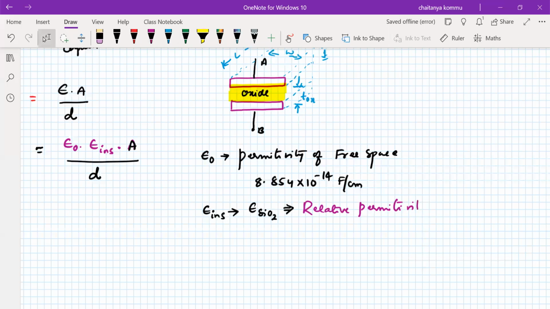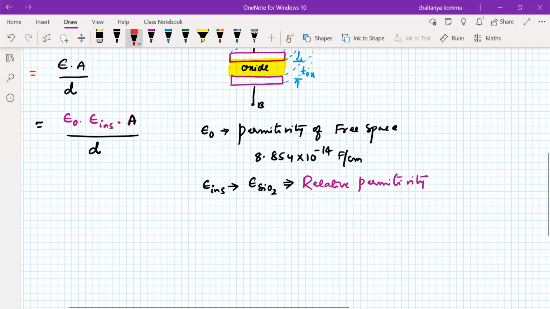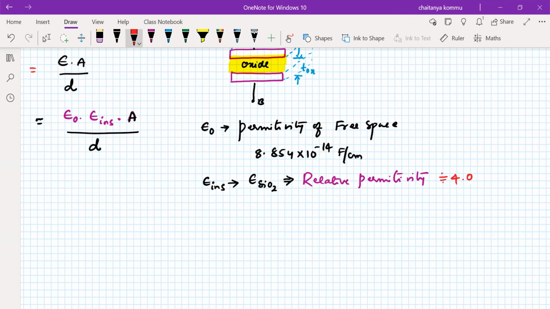That means, compared to free space, what is its value? By definition, this is approximately 4.0. Depending upon the insulating material, instead of silicon dioxide, tungsten or silicon nitride can also be used. For that one, it will be different. Different insulating materials have different relative permittivity compared with free space. Now, as we know, A is the area, which is length multiplied by width. Next, D is the thickness of.